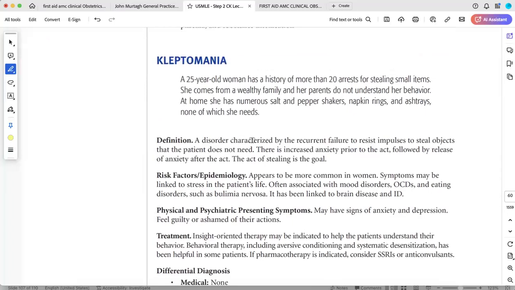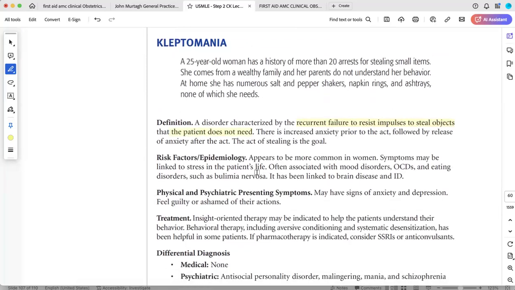Kleptomania is a disorder characterized by recurrent failure to resist the impulse to steal objects that the patient doesn't need. So there are patients who steal tiny, small objects which even they don't use or need, but this is an impulse that they can't control. For example, a 25-year-old woman has a history of more than 20 arrests for stealing small items.